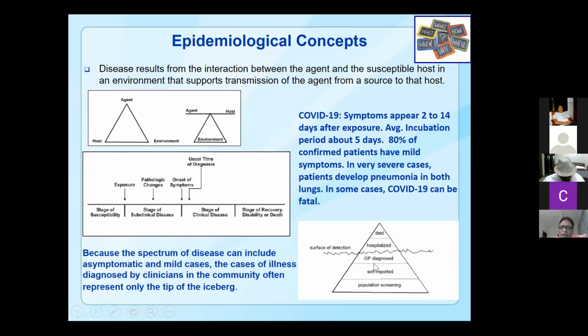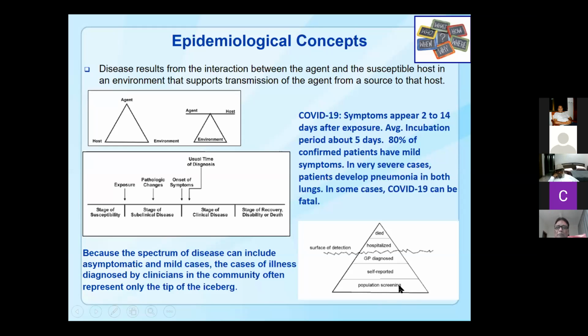Sometimes we do find out that general practitioners are diagnosing and treating. Sometimes people are self-reporting, and sometimes we detect cases only when we do population screening. Right now, in the case of COVID-19, you screen people through what's called contact tracing: all those who have been in contact with a particular patient, we screen and try to find out. That's how the more of the iceberg that's hidden that you are able to detect, the better it is.